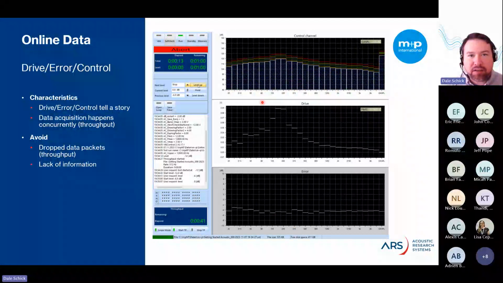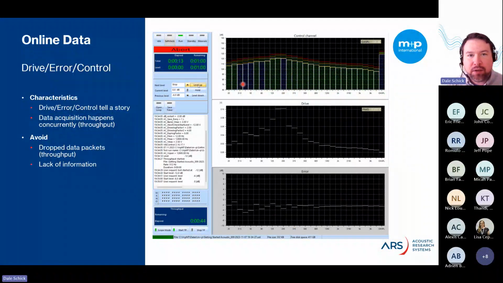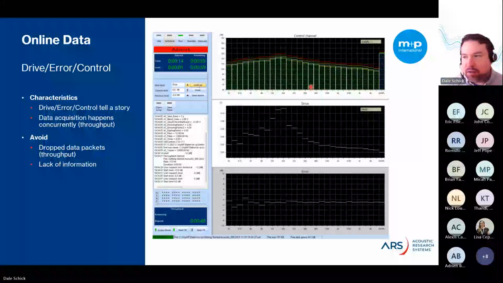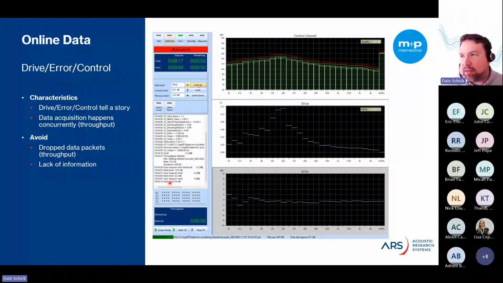So here we are up to the next level. All the bands are blue. We're moving up, and here they are. Started the test level at 0 dB, and then it's going to run for a solid minute there.